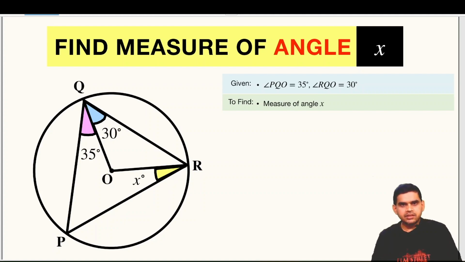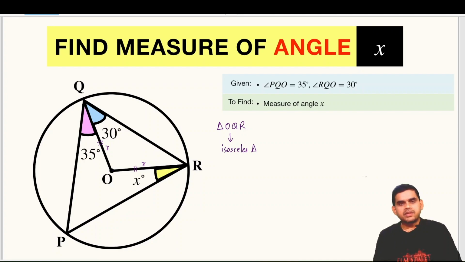So let us begin the solution. First of all, let us focus on triangle OQR. Here we see that OQ is the radius of the circle. Likewise, OR is also the radius of the circle. So we can say that these two lengths are equal. So triangle OQR will be an isosceles triangle.